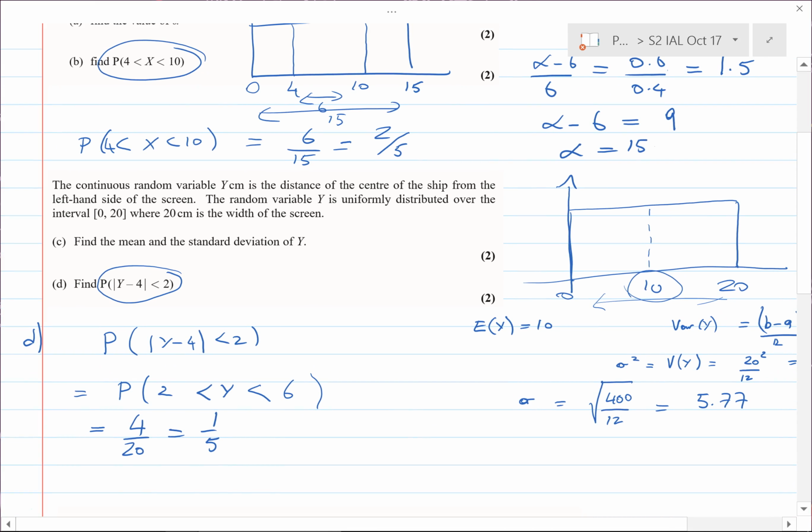Then question D, we've got a modulus here. The key is to recognize the inequality: if the mod of y minus 4 is less than 2, then y must lie between 2 and 6, because any value between those two is less than 2 away from 4. And again, we can just look at that. That's pretty easy too, because the length from 2 to 6 is 4 over the whole lot, which is 20 in this case. So it's 4 over 20, which is 1/5.